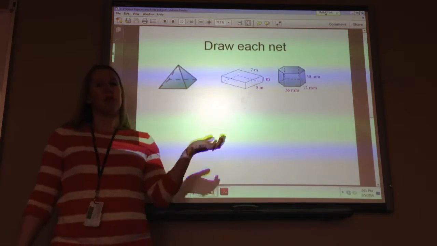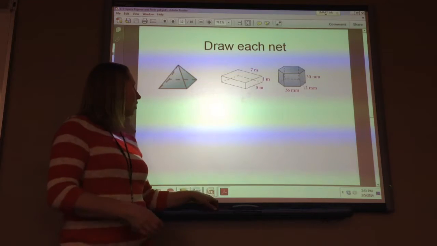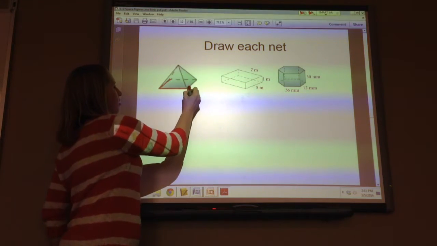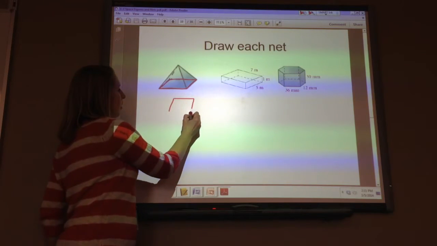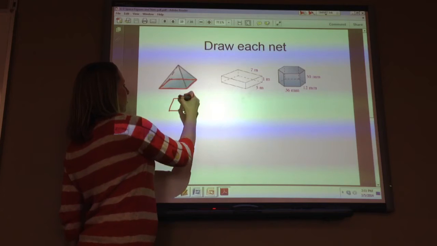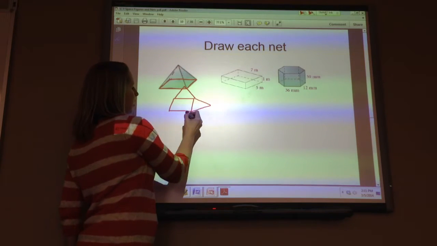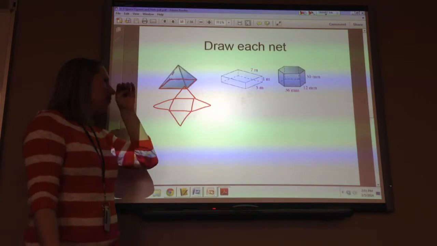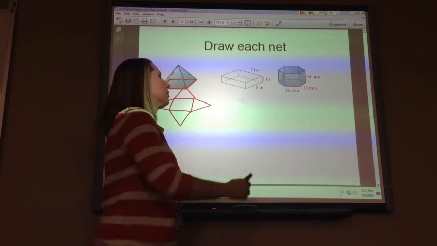Okay, you're going to have some problems where you actually have to draw the net. So like I said, I like to start at the bottom. So I'm going to start at this bottom piece right here. And then imagine unfolding each triangle face. So I would unfold the back, the side, the front, and the other side. And that's my answer.